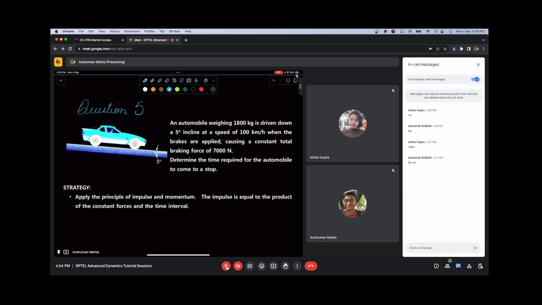Okay. So in this question, we have an automobile weighing 1800 kg, driven down a 5 degree incline at a speed of 100 km per hour when the brakes are applied, causing a constant total braking force of 7000 Newton. We have to determine the time required for the automobile to come to a stop. So we have to apply the principle of impulse and momentum, and the impulse is equal to the product of the constant force and the time interval.